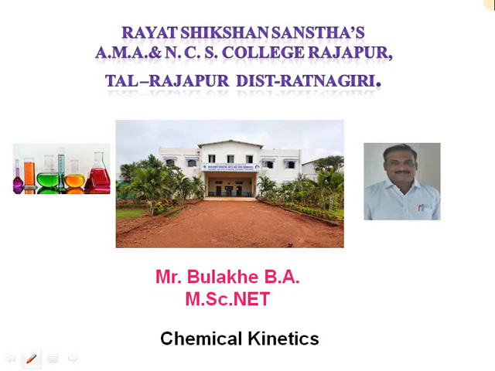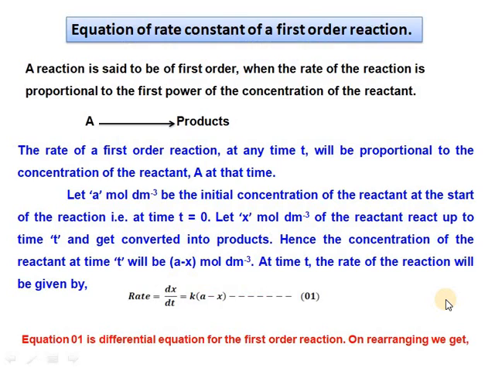Now, in today's lecture we are going to discuss the topic of chemical kinetics. In this topic, we are going to learn the first order rate equation. A reaction is said to be first order when the rate of the reaction is directly proportional to the first power of the concentration of the reactant. For example, reactant A is converted to products.